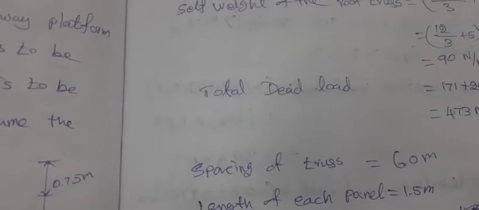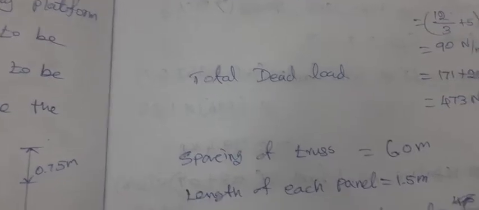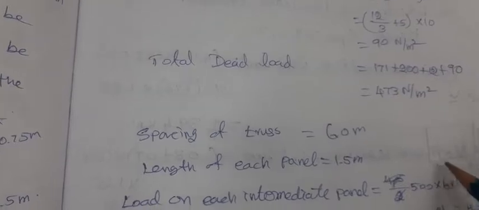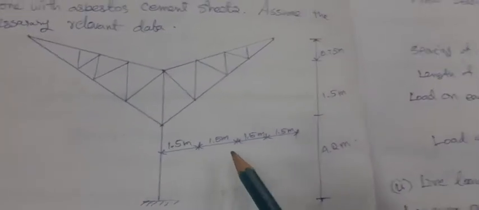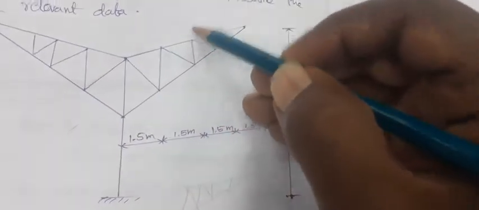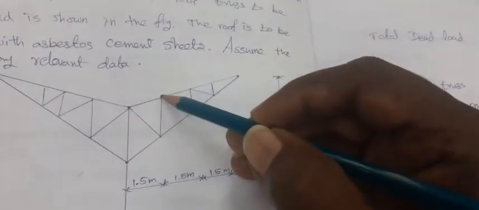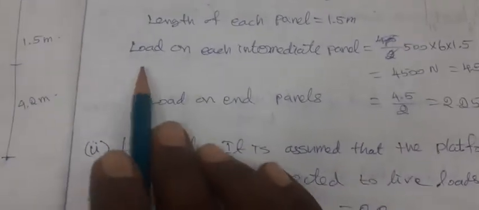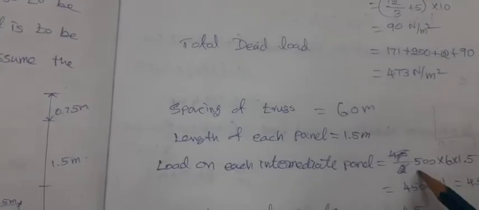So we are providing purlins and intermediate supports like this. So this is 1.5, 1.5, 1.5. That means we are saying at 1.5 meter intervals we have one node. So we have to connect the purlins at the supports at each 1.5 meter interval. So 1.5 into 6 meter is a panel area for every roof covering. So here, load on each intermediate panel we say it is 500.